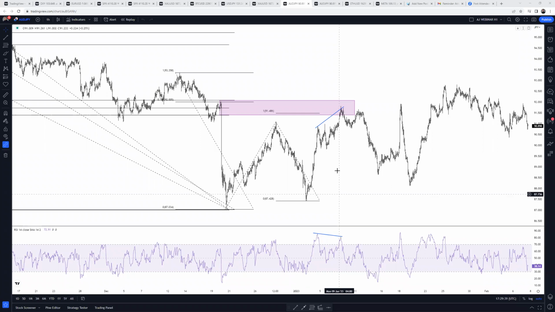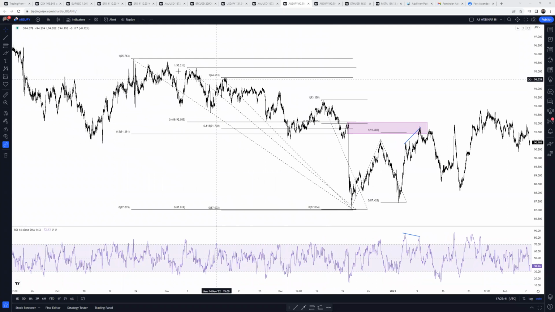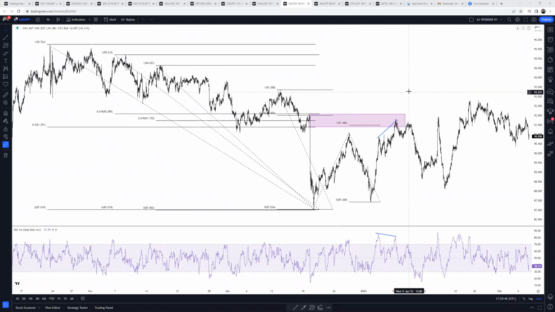Now, as you can see here, I'm going to zoom out. Do not let all of this overwhelm you. It should make more sense shortly. But first and foremost, what I did here is I looked for an AB equals CD, so an A, B, C, D move. And as I said, do you remember what I said? I said this can be marked with the 100% projection. That's at 91.486.